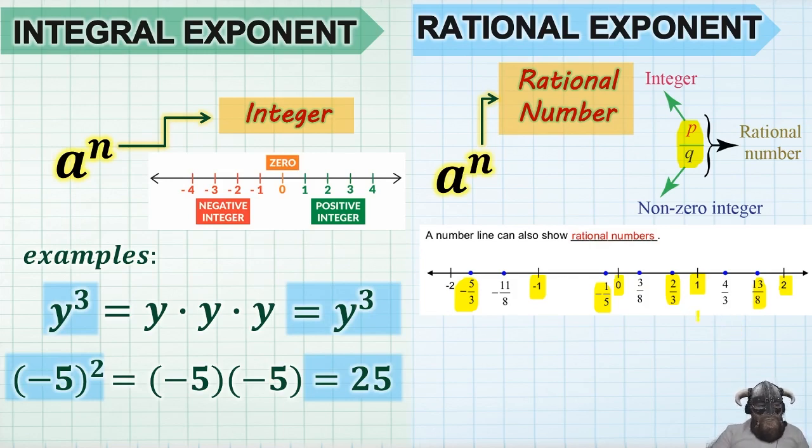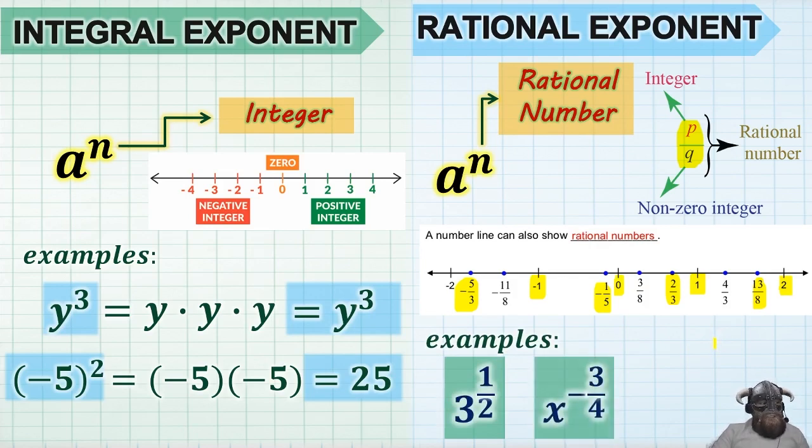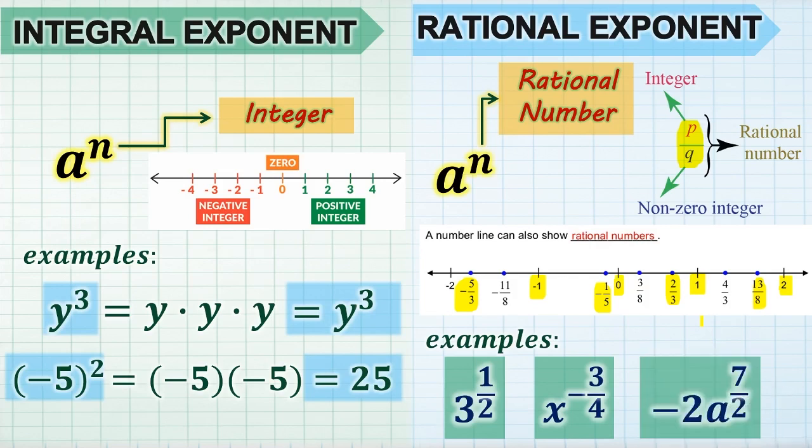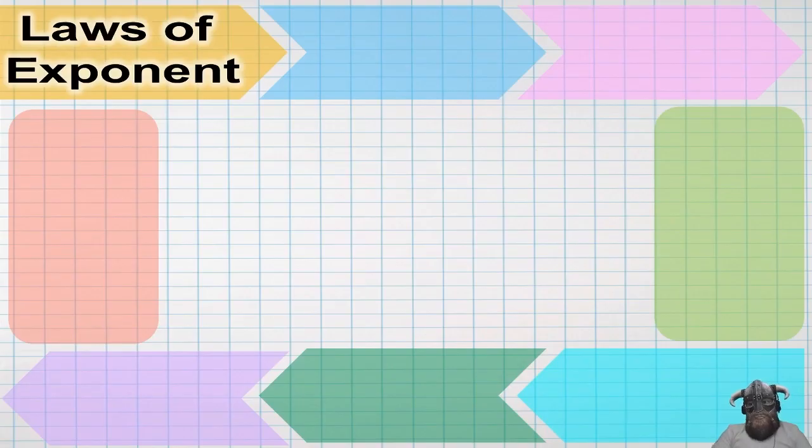Now, ano ba yung mga example nung expression na mayroong rational exponent? So, we have here some examples such as 3 raised to 1 half, x raised to negative 3 over 4, and negative 2a raised to 7 over 2. So, yan yung mga examples natin ng rational exponent. Now, ang pag-aaralan natin for today is dealing with this rational exponent when it comes to laws of exponent.